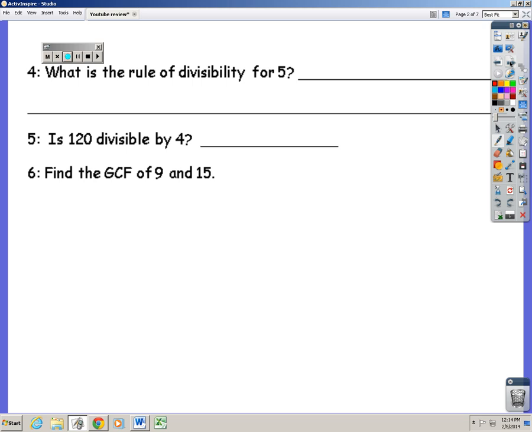Number 4, what is the rule of divisibility for 5s? A rule for divisibility for 5 is anything ending in a 5 or a 0. And you can put that in any way that you wish, any kind of student language that you can write, but I would write anything ending in a 5 or a 0.